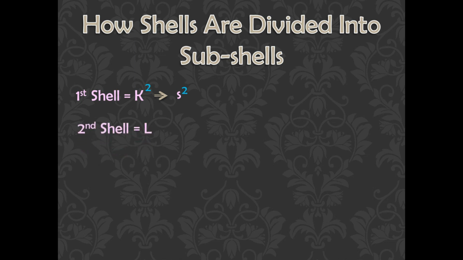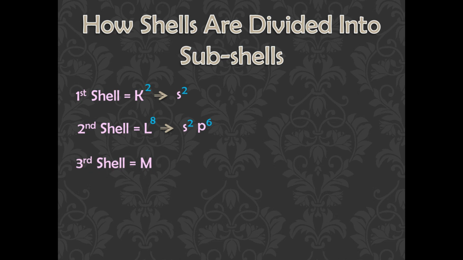The second shell is the L shell. The capacity of the L shell is 8 electrons. It is further divided into the S subshell, which can hold 2 electrons only, as well as the P subshell, which can hold 6 electrons. So the second shell is the L shell, and it is divided into 2 subshells, S and P.